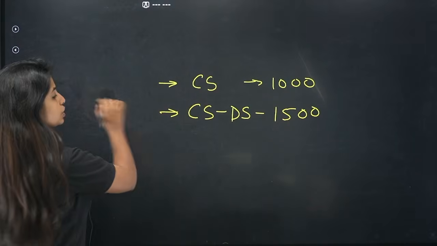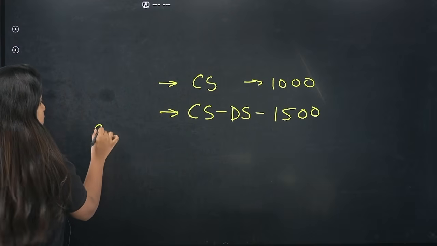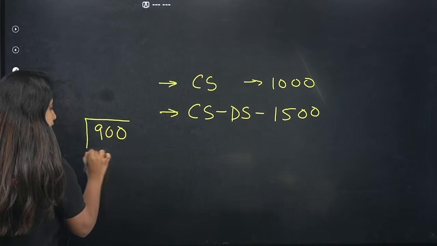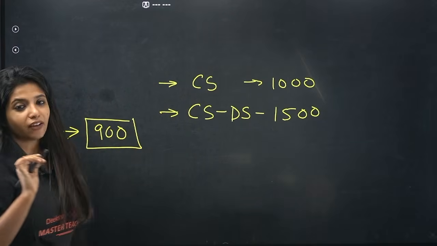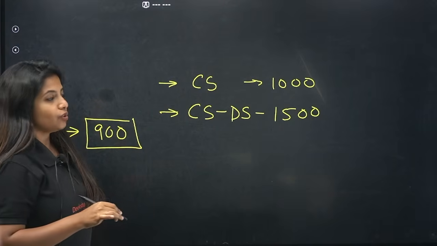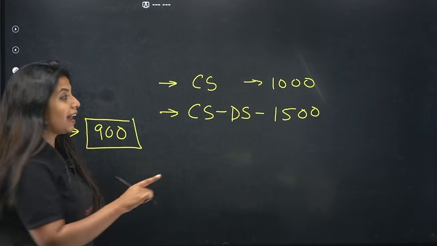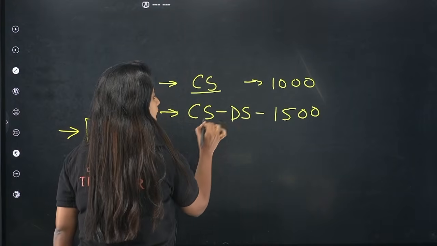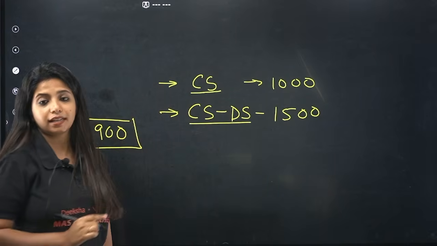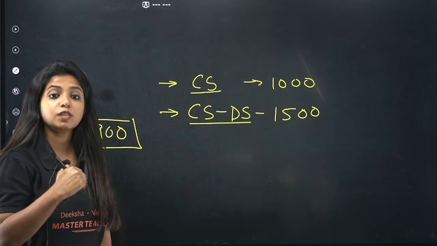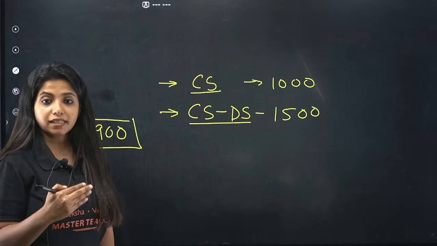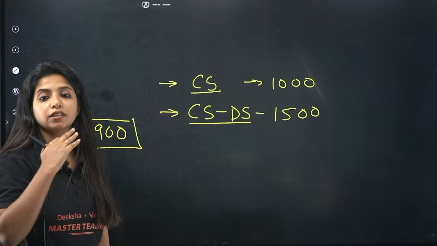1500. What is your rank? Your rank, suppose, is 900. I'm just giving a normal number out there such that you have an understanding. So, ma'am, the problem is that I actually do not want CS. I want CS with data science. That is my preference. If that is the case, how should I be arranging the college?